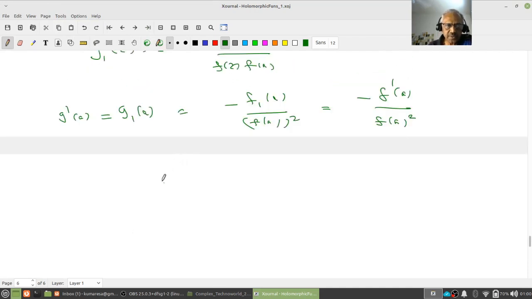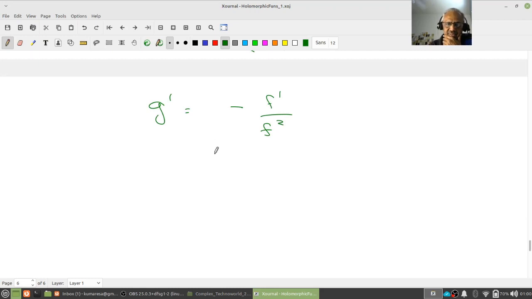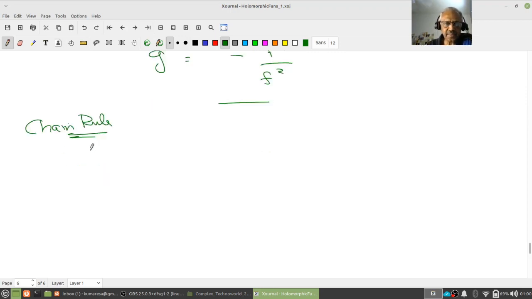So this shows g dash is nothing but minus f dash by f squared. This is the standard formula you must have seen. Next thing is chain rule. I will come to that later. See, all these things follow very easily by using my characterization, so it's good to learn that thing very well. Okay, good.